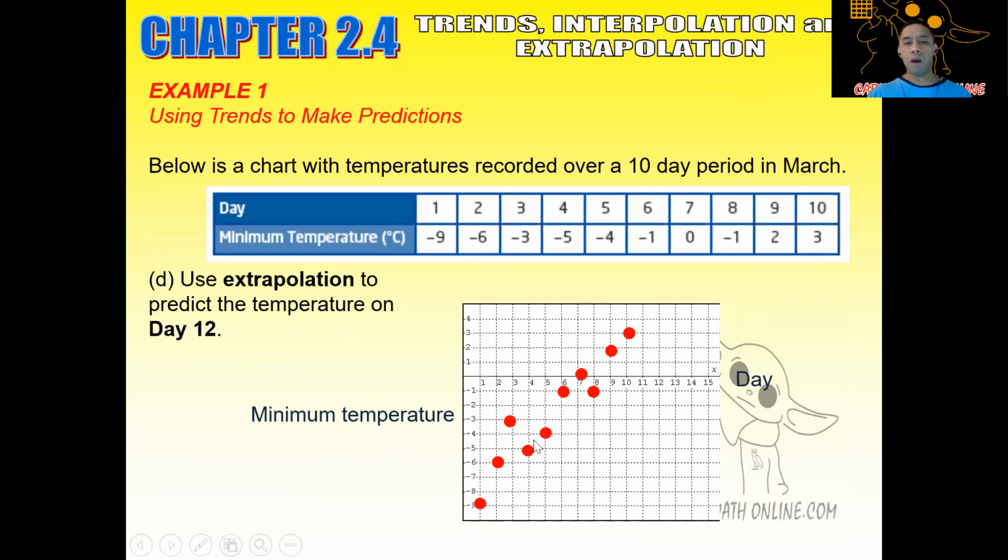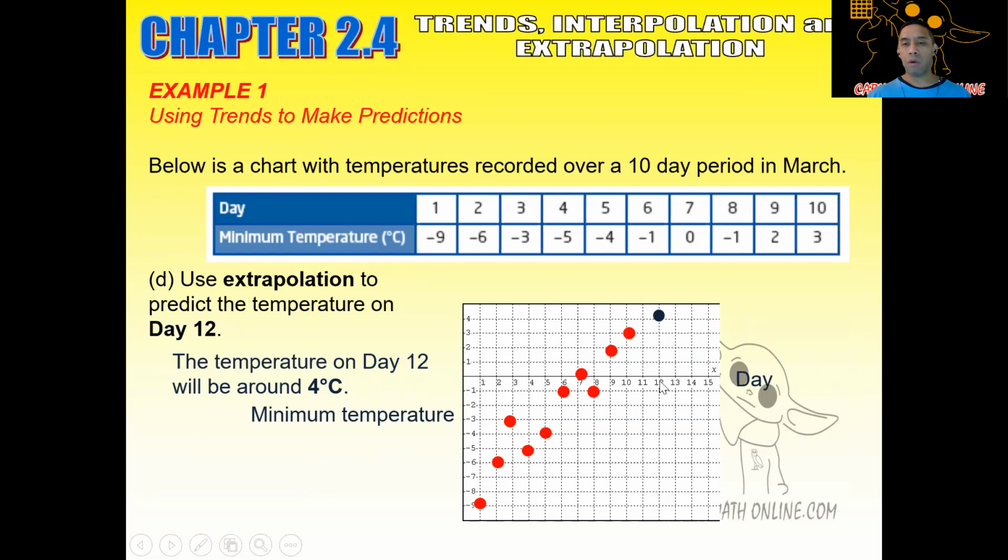Now, we are going to assume that it's going to follow the overall trend. So as you go up here, again, we're just going to make a guess. We're going to guess that on the 12th day, the temperature will be right there. Now, again, this is not exact because, as you can see, this is a scatter plot, and as you know, weather is pretty unpredictable. That's why when you explain your answer, you have to say the temperature on day 12 will be around or approximately 4 degrees Celsius.